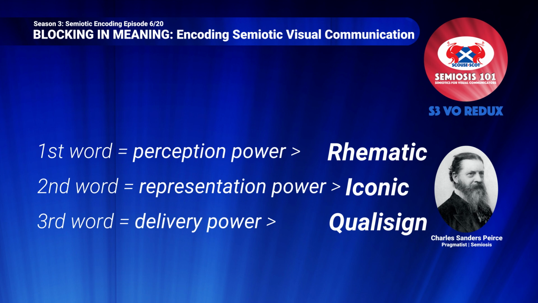The first word explains, in Peircean theoretical terms, the power the sign has to convey meaning to the audience. The second, the power of semiotic representation used. And the third, how the audience receives it.